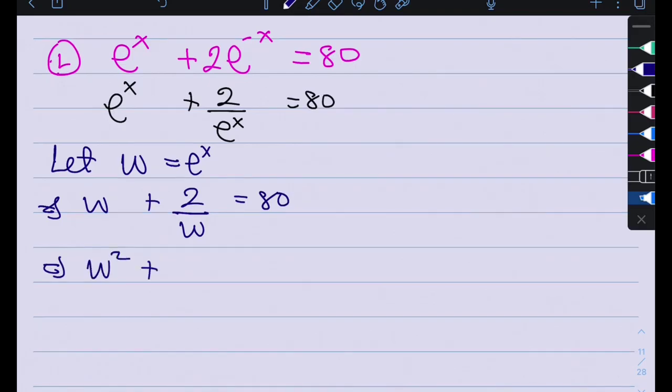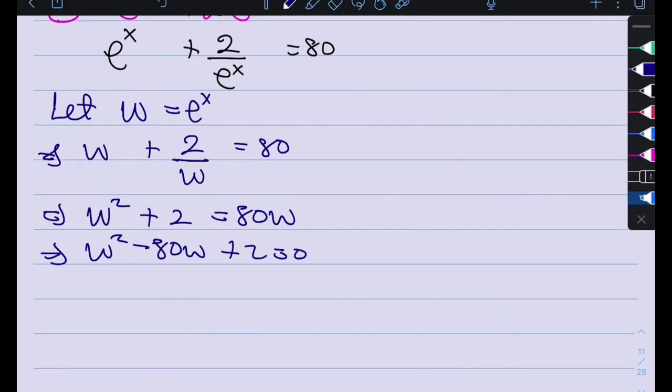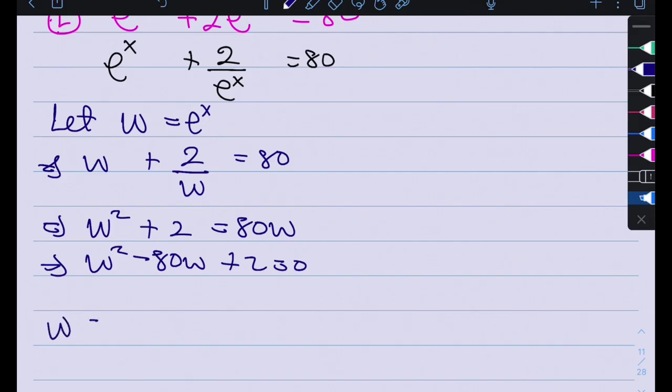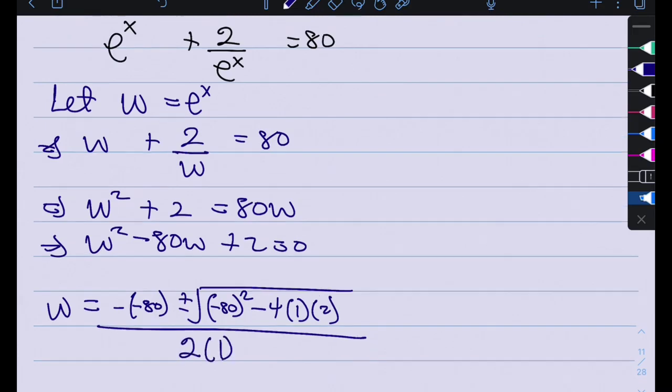So we can have w² + 2 = 80w. So we can have w² - 80w + 2 = 0. Well, this particular quadratic is not easy to solve because finding factors of 2 giving us the -80 is just crazy. So what you want to do is to use the quadratic formula to solve this particular one. All right, so w = (80 ± √((-80)² - 4 × 1 × 2)) / (2 × 1).